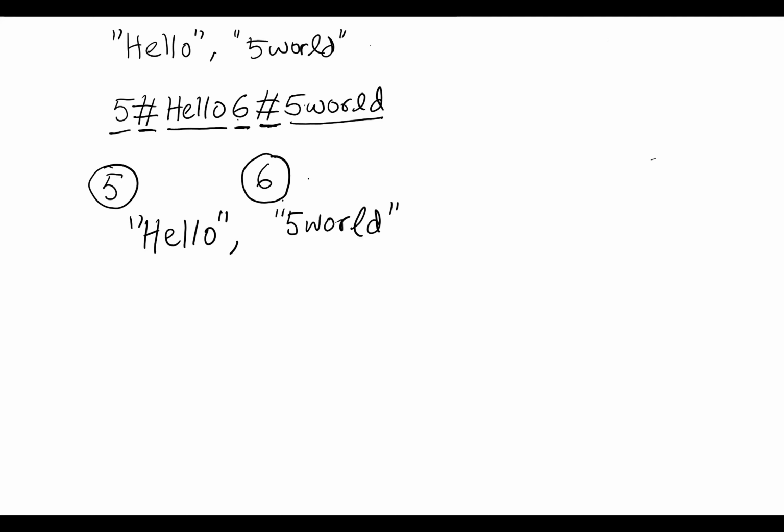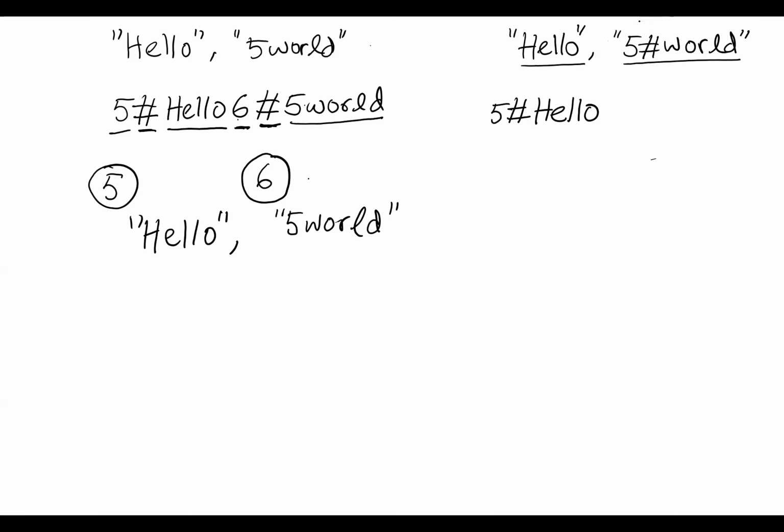Now you may have a question: what if the input has something like this, hello, and then say it has something like 5 hash world? In that case, what's going to happen? Well, there is no issue. Here, I read this, I see that the length is 5. So my encoded string is going to be 5 hash hello. And then I read this, I see this length is 1, 2, 3, 4, 5, 6, 7. So I put 7 and then hash and then 5 hash world. So this is going to be my encoded string.